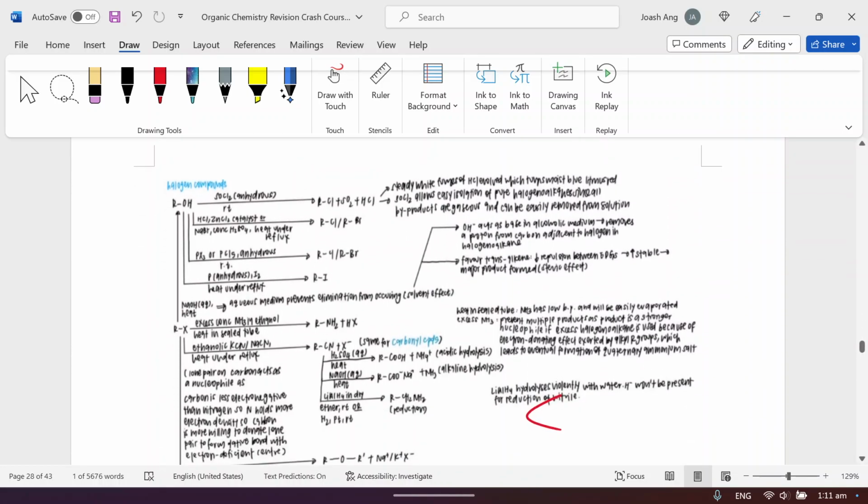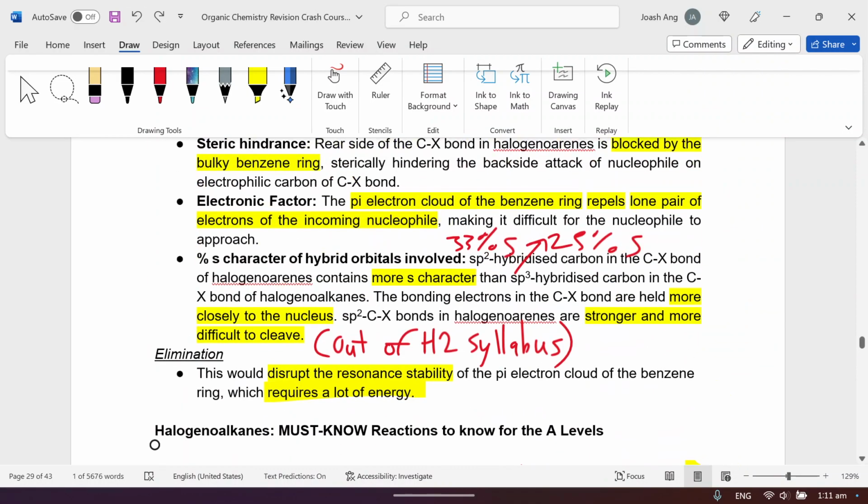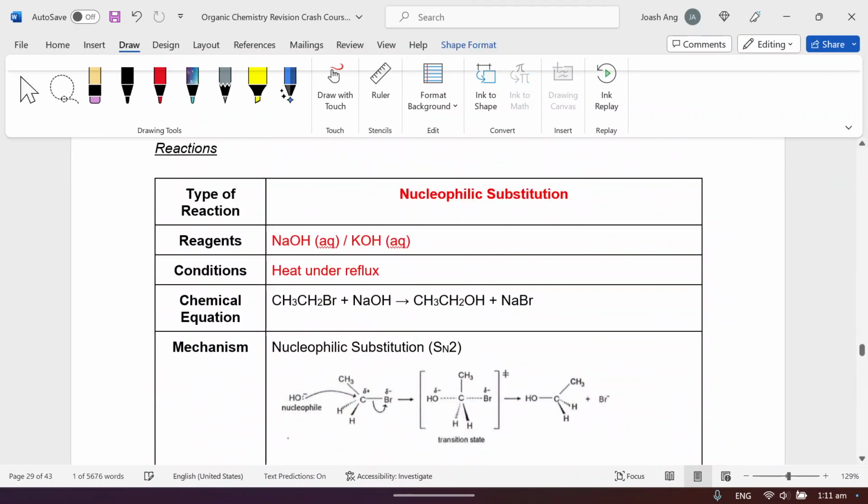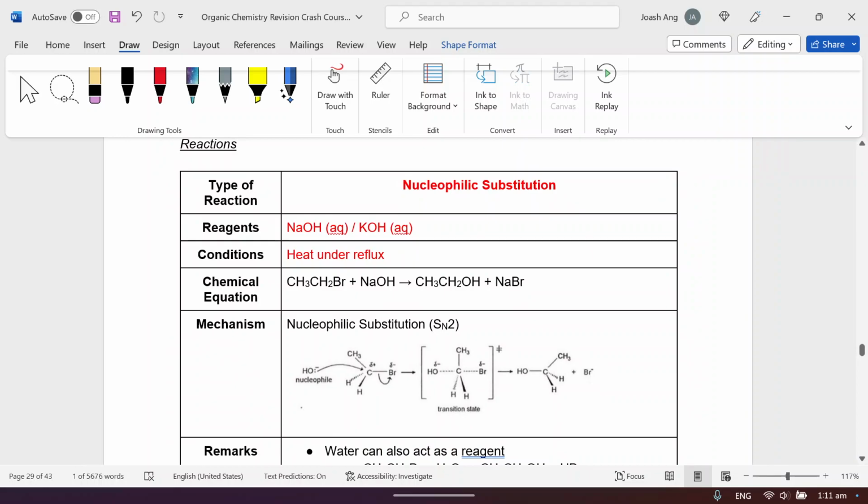Okay, this part you can just read it yourself. Okay, for the first one we see the bromine atom being substituted by the OH, and the reagents and conditions are as such. Sodium hydroxide or potassium hydroxide, a strong base. Okay, a strong base so that you can push out your Br.